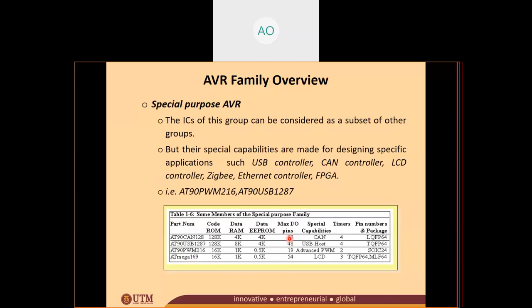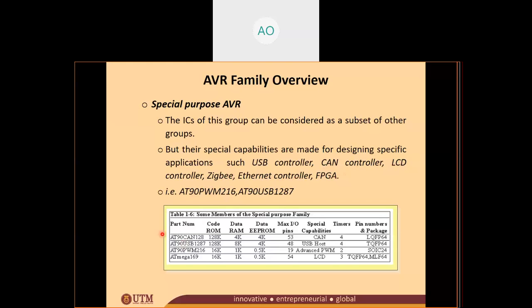And last but not least is the special purpose AVR. The ICs of this group can be considered as a subset of other groups, but their special capabilities are made for designing a specific application. Such as the USB controller. If you are going to connect your microprocessor to a USB, you need this special purpose AVR. You need to buy this special purpose AVR. It also has the CAN controller, LCD controller for the display, ZigBee for Bluetooth, internet connection, FPGA, and etc.